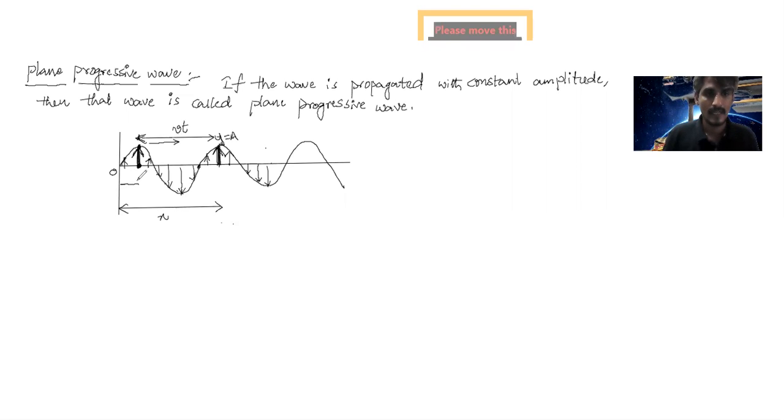See here, if we take the distance from the origin, then we can write it as the x minus vt position. Whatever the y value is at x distance, the same y value we will get at x minus vt distance, whatever it may be.